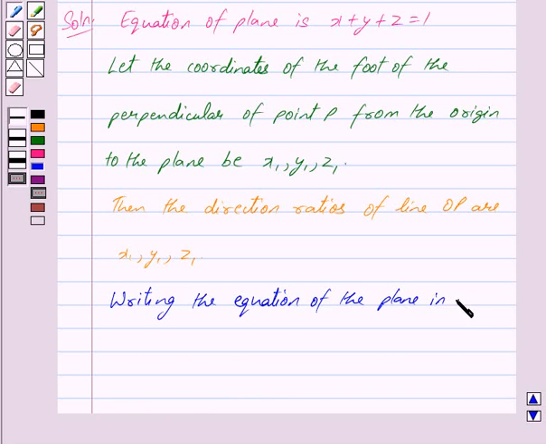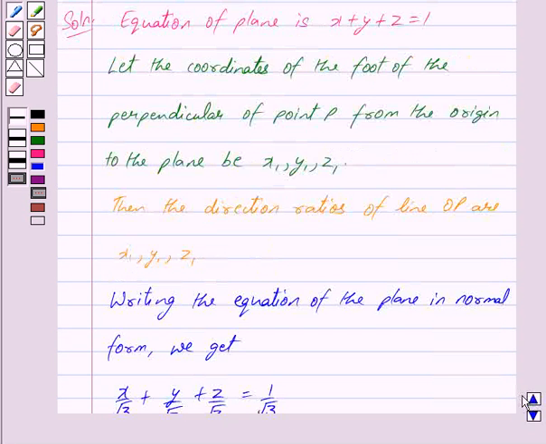Writing the equation of the plane in normal form, we get x upon under root 3 plus y upon under root 3 plus z upon under root 3 is equal to 1 upon under root 3. We have got this equation by dividing the equation of the plane by under root 3, where this under root 3 is equal to under root of coefficient of x square, that is 1 square, plus coefficient of y square, that is 1 square, plus coefficient of z square, that is 1 square.